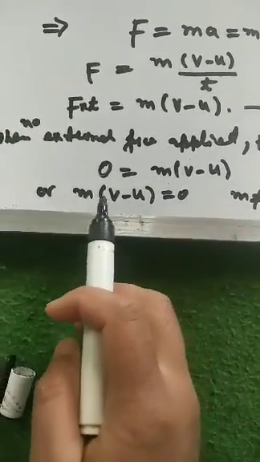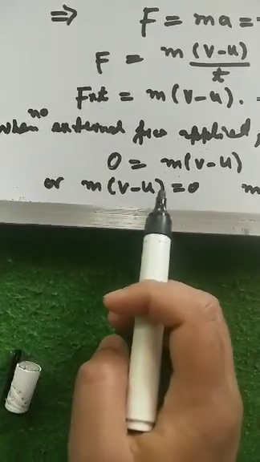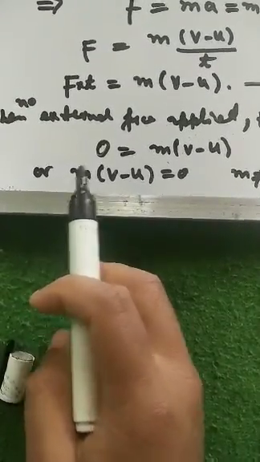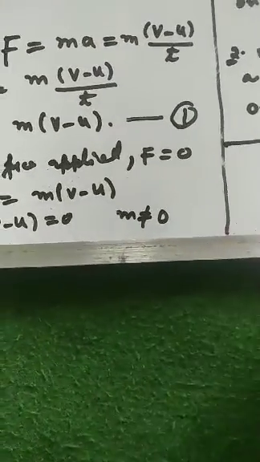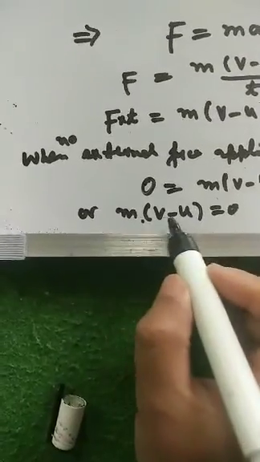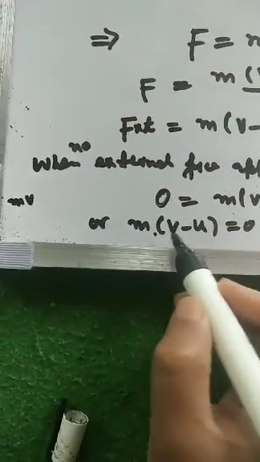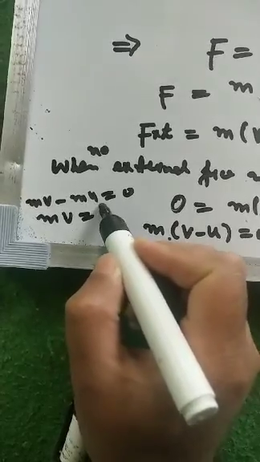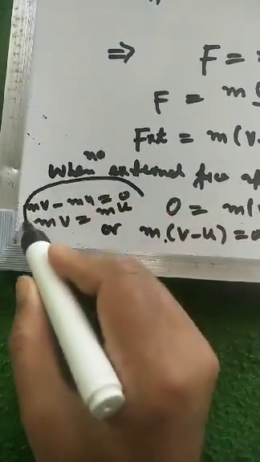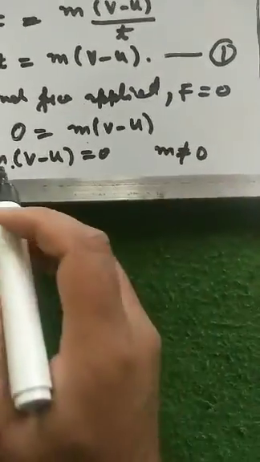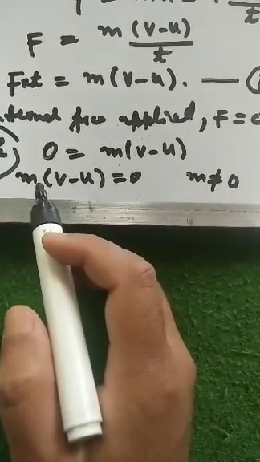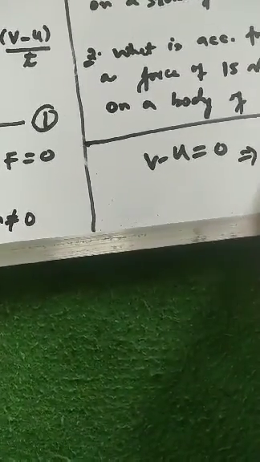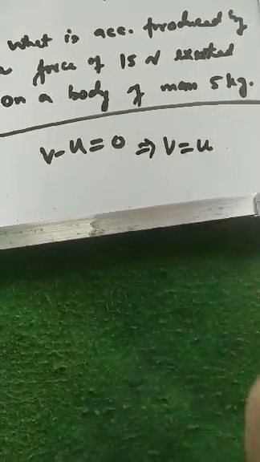Here you have to remember, the product of these two terms is 0. Either m is 0 or v minus u is 0, only then the product will be 0. But m is not equal to 0. This means that v minus u should be 0. We can also write it as mv minus mu equal to 0, and transposing, mv equals mu. You can write it however you like. As m(v - u) = 0 and m is never equal to 0, v minus u is equal to 0. Transposing u, we get v is equal to u.